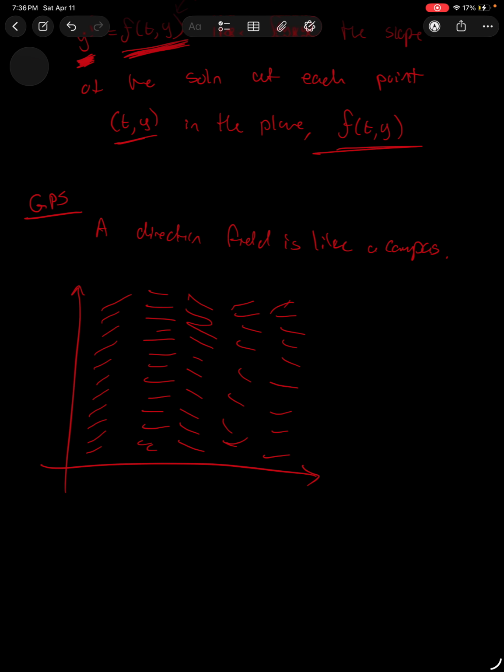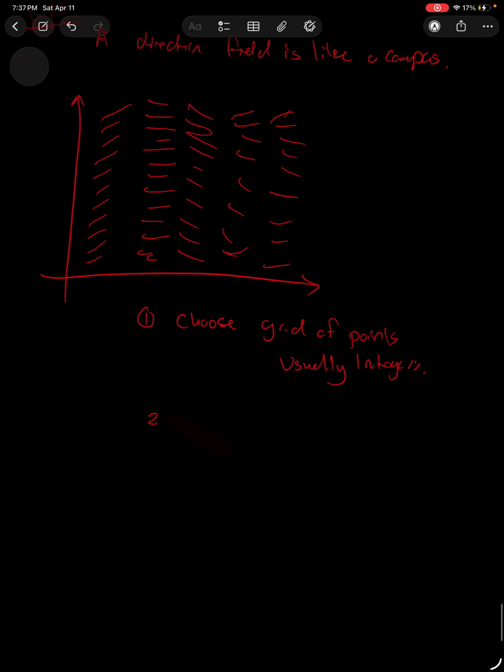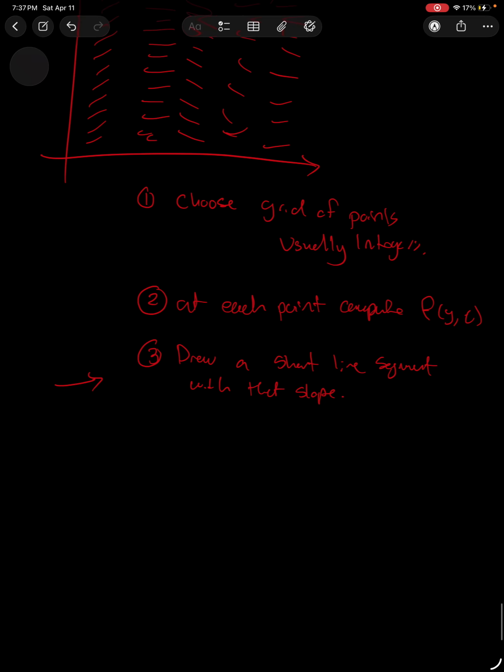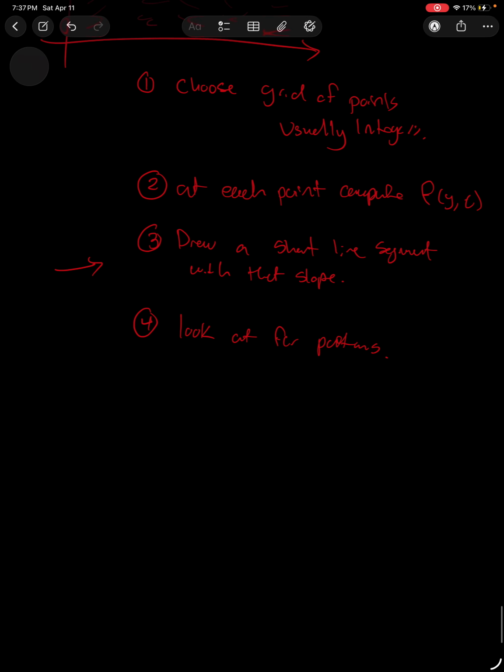The way you draw these, 1, you choose a grid. Usually integers. Doesn't have to be, just a countable grid. 2, at each point, compute f of t comma y. 3, draw a short line segment with that slope. And then your direction field is done at that point. But 4, you should not really create one if you're not going to look at it for patterns. What's the point?